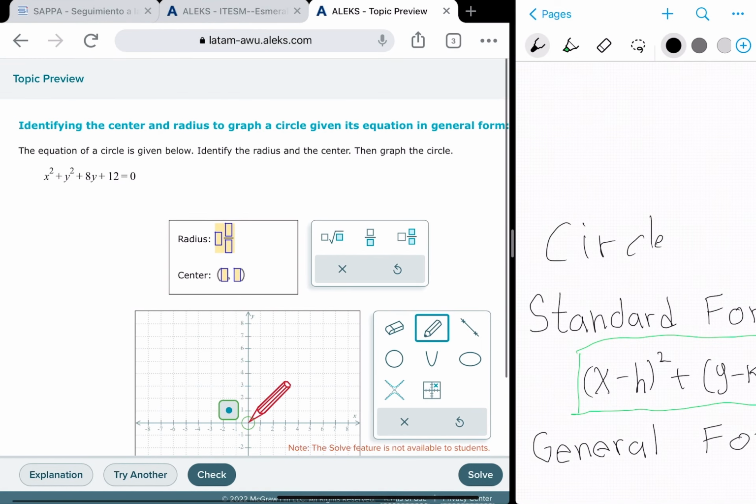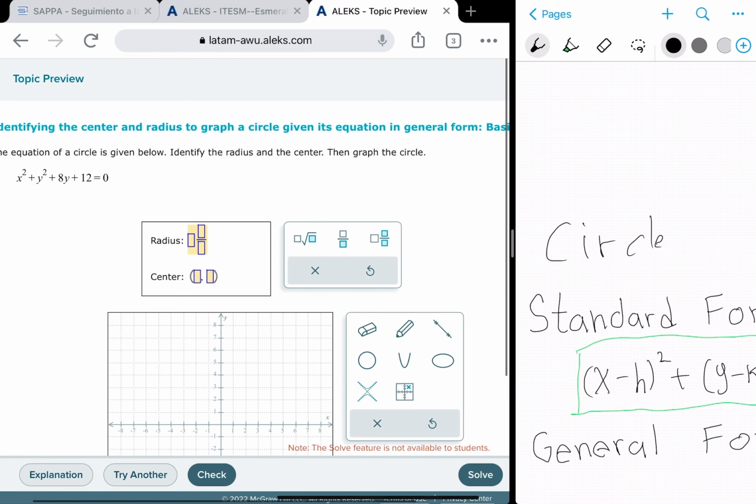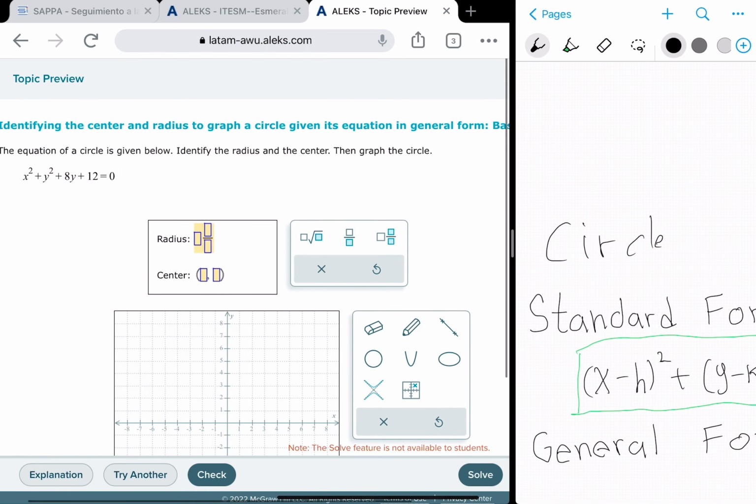Now for the following exercise, we have identifying the center and radius to graph a circle given its equation in general form, and this is a basic exercise. This exercise, unlike the previous exercises that we have solved, gives us the equation of a circle, but in general form, not in a standard form.